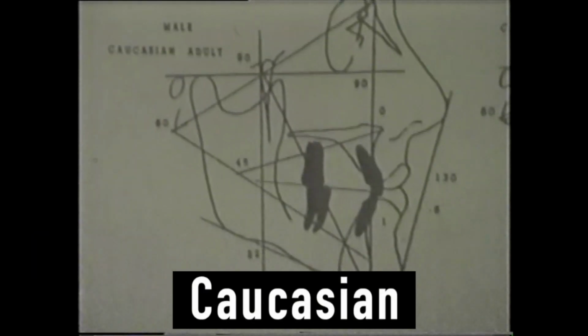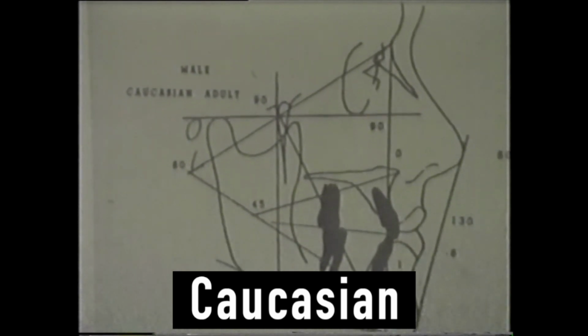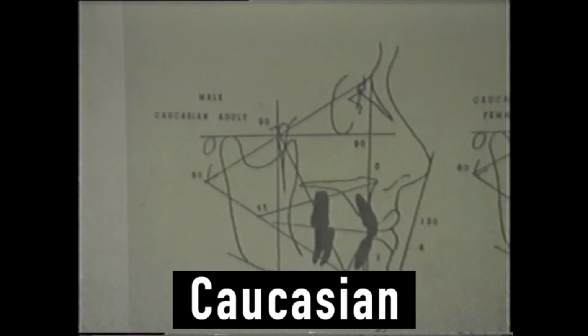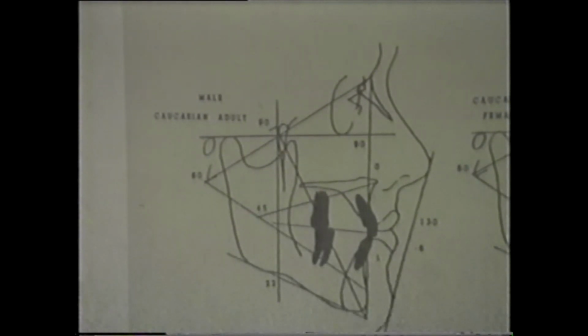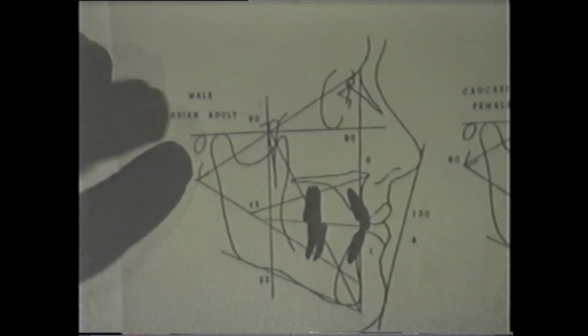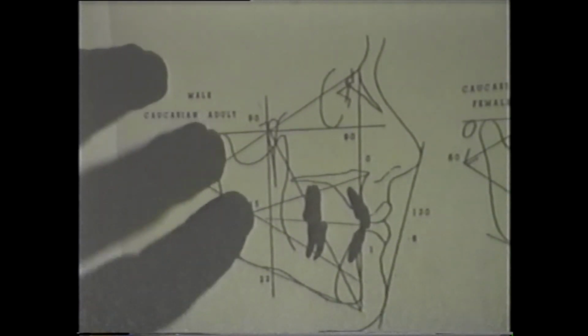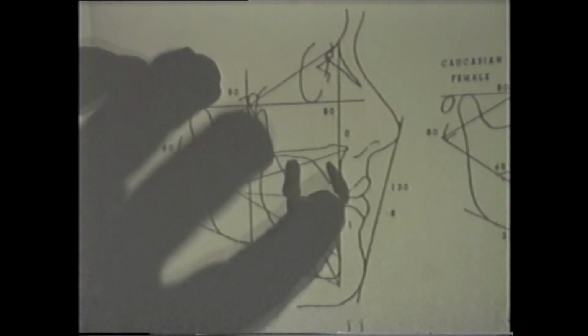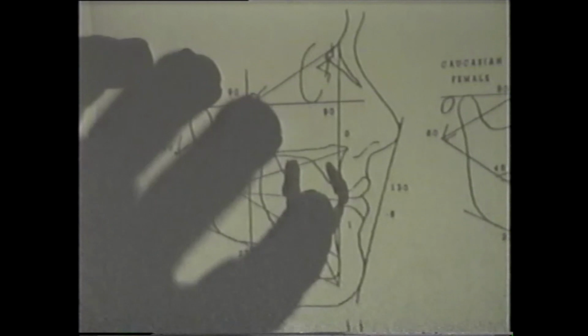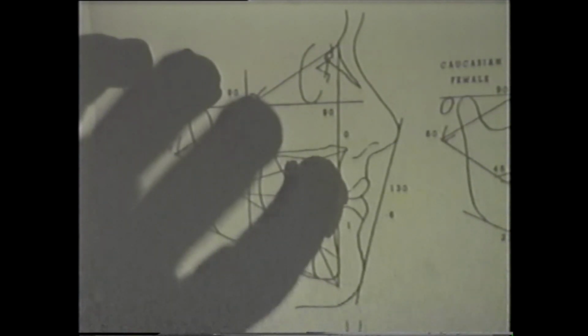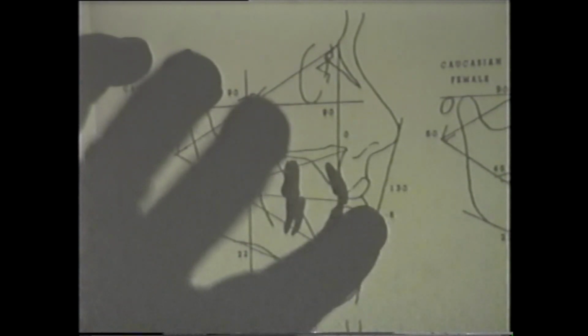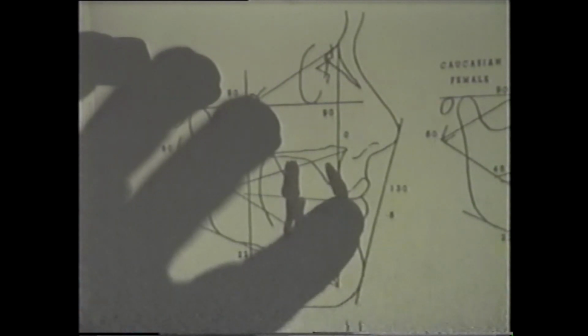Now here is an adult male Caucasian. Notice here we've got a 90-degree facial axis and a 90-degree facial angle and a 60-degree facial height and a 45-degree denture height. Notice the lower incisor +1 at 130 degrees. And a straight profile with a lip that's 6 millimeters behind the E-plane.